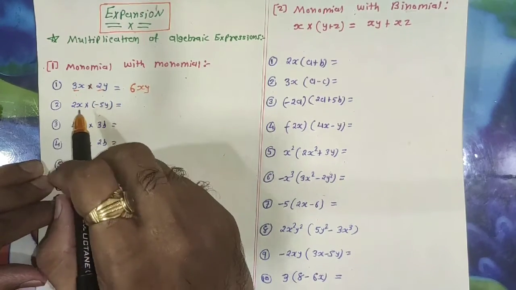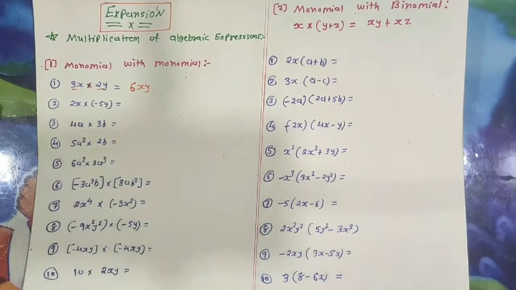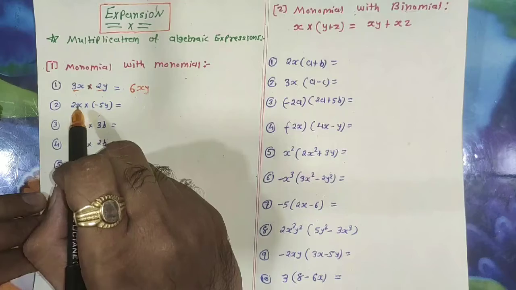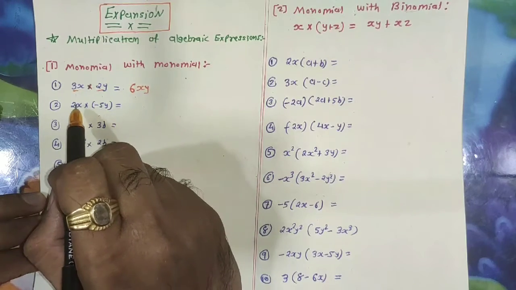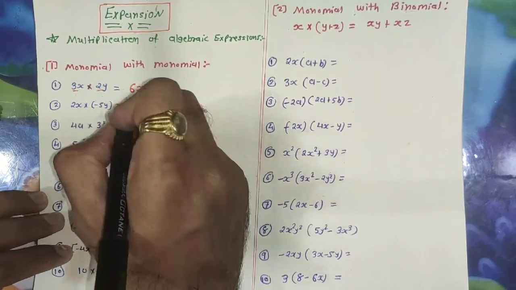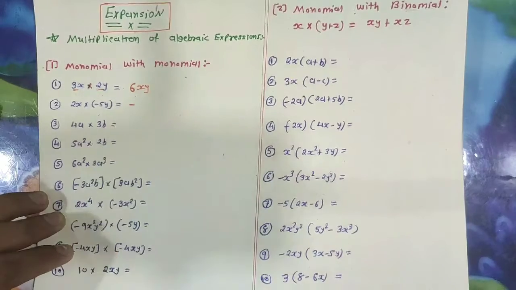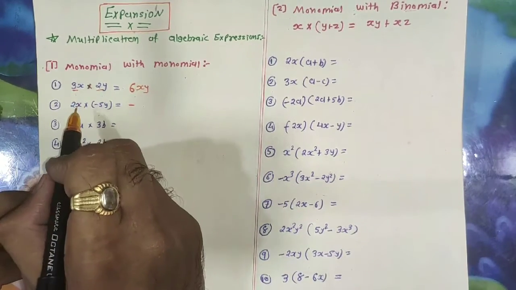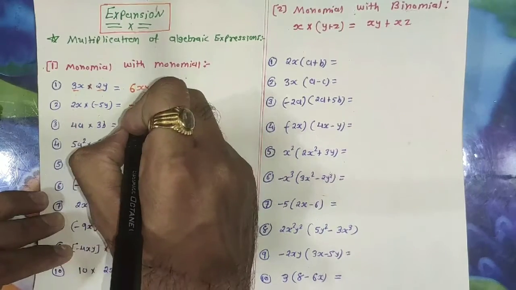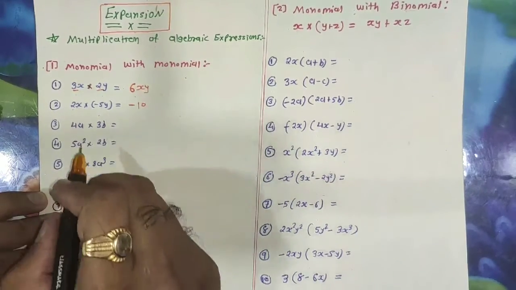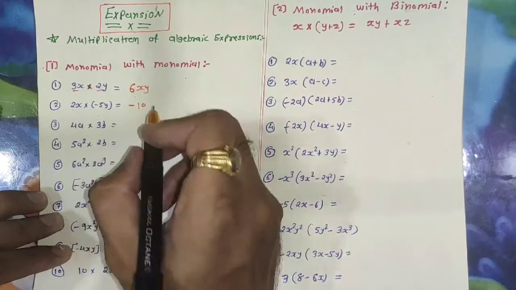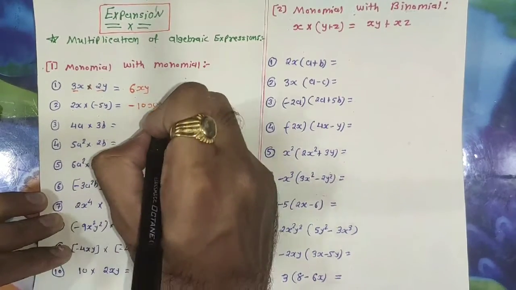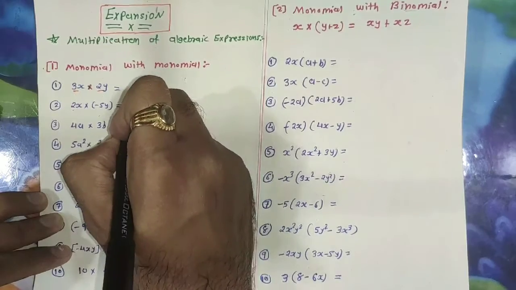Consider the second sum, which is also an example of monomial with monomial. Here we are multiplying 2x with minus 5y. So plus into minus: we know that the multiplication of one plus term and one minus term will be minus. Multiplication of the constant parts, 2 fives are 10, so it will be 10, and the multiplication of the variable part xy gives minus 10xy. Normally we write the negative sign terms in brackets.